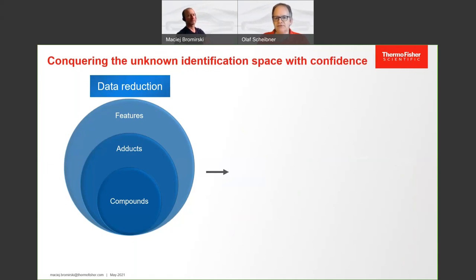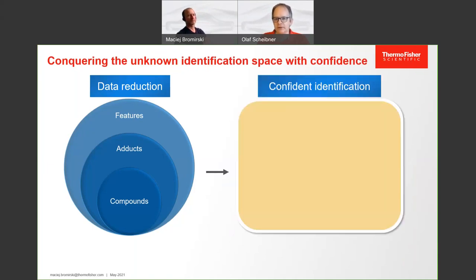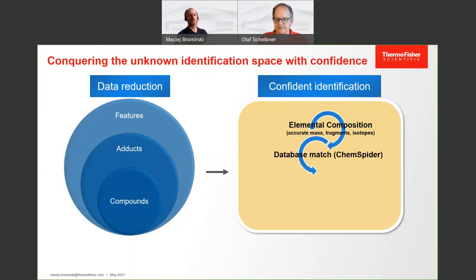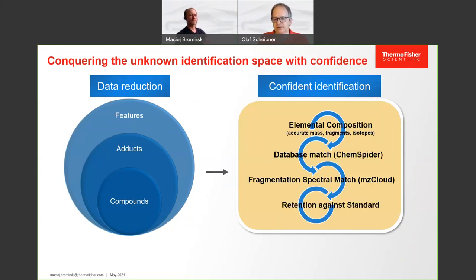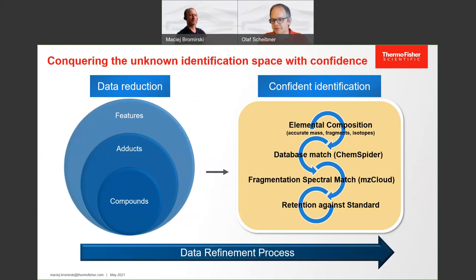And with these compounds, then we try to do some identification. We look into elemental composition. We look into databases on the MS1 level, like ChemSpider, for example. And we look into fragmentation spectral match, so the MS2 level. And if possible, we can also look into retention times if we have standards available with the same method. So this is a whole refinement process we are going through to make life easier, to bring some order into the chaos that a big bunch of samples in unknown screening may represent in the first place.